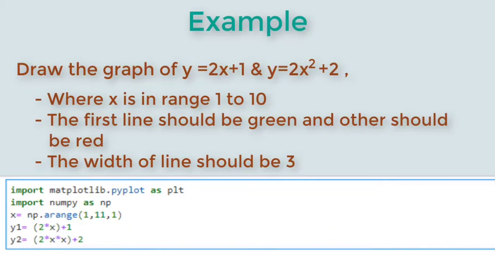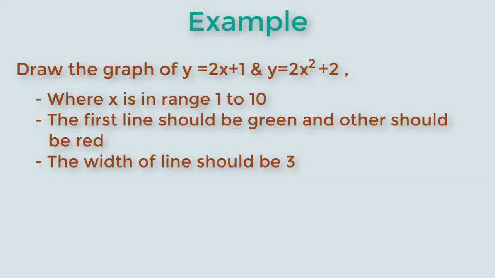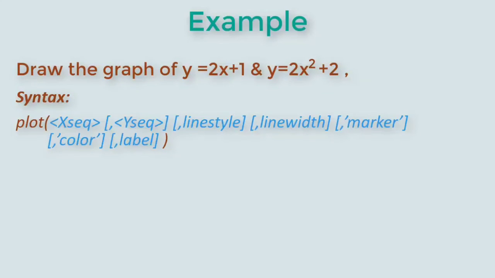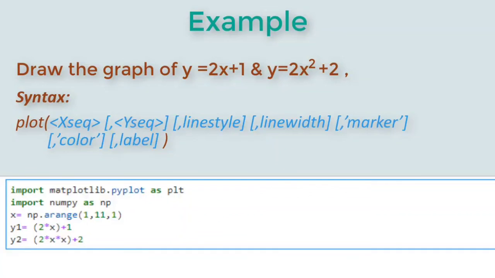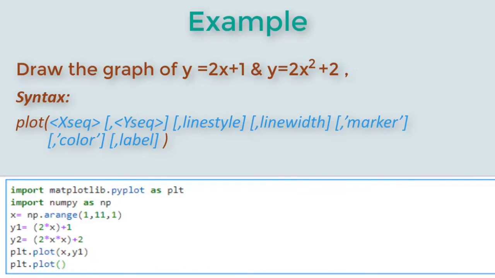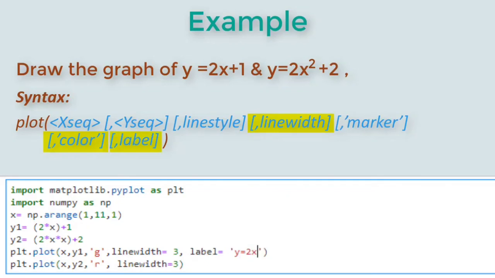Now you can write the code like this: 2x plus 1, and 2x square plus 2. I am using the plot function again: plt.plot(x, y1). X is the range 1 to 10, y1 is the 2x plus 1 line, and y2 is the 2x square plus 2 line. For the first line I am using green color, for the second I am using red color. Line width I am using 3.